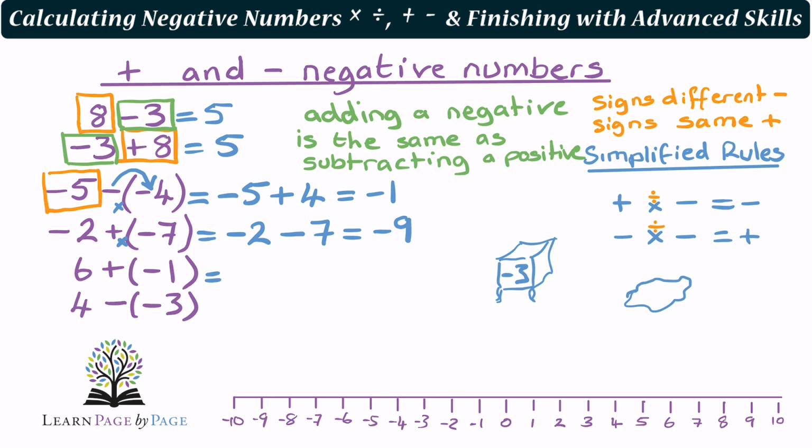Similar, but here we have a +6. That stays the same, nothing's happened there. And the positive and the negative will become a -1, equals 5. And lastly, we have 4 minus -3. Those two signs are going to become a positive: 4 plus 3.